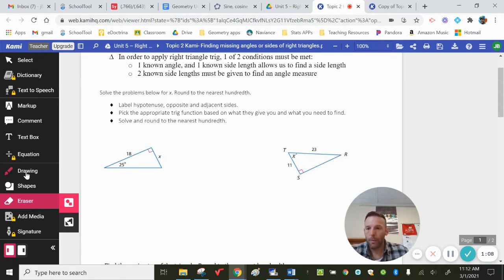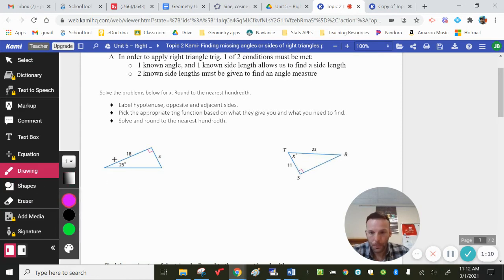Okay, so when I look at this first question, I'm going to use this 25-degree angle as my reference angle. Knowing that the other angle up here at the top is a 90-degree angle, I could find the third angle, but it doesn't matter which of these other two angles I use. The important thing is just to pick one of these two angles that are not 90 and use that as my reference angle. So I'm going to say this 25-degree angle right here is my reference angle.